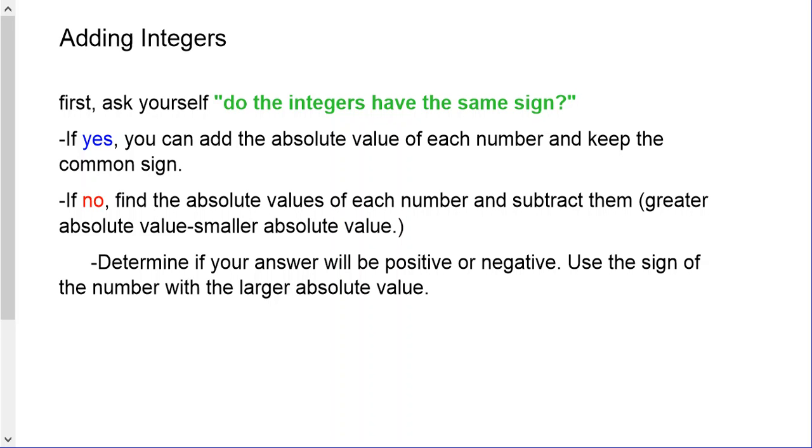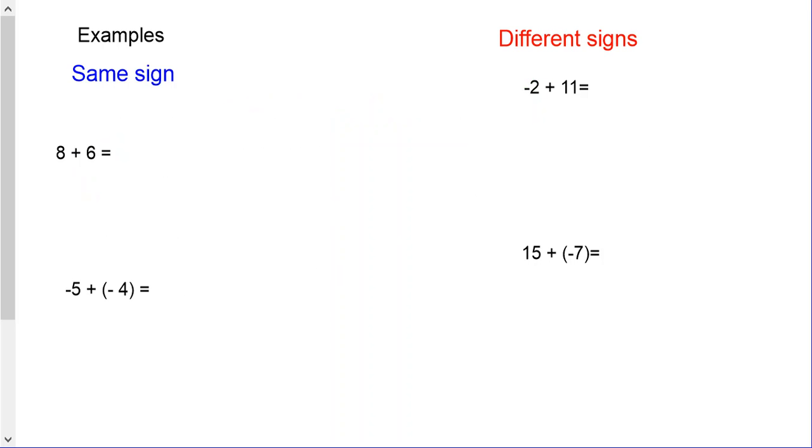Alright, let's look at some examples. So the same sign, if we are using absolute value, we can say the absolute value of 8 is 8, and the absolute value of 6 is 6. So add them together and you get 14. Okay, the absolute value of negative 5 is a positive 5, so we can put positive 5. And the absolute value of 4 is a positive 4. We can add them together, and that equals 9. But the common sign in this problem is negative, so negative 5 plus a negative 4 is a negative 9.